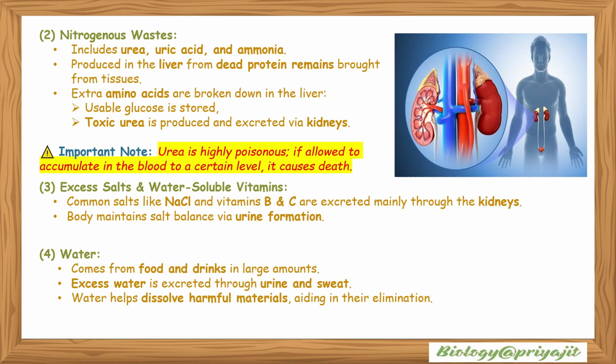Excess salt and water soluble vitamins: common salts like sodium chloride and vitamins B and C are excreted mainly through the kidneys. The body maintains salt balance via urine formation. Water comes from food and drinks in large amounts. Excess water is excreted in urine and sweat. Water helps dissolve harmful materials, aiding in their elimination process.